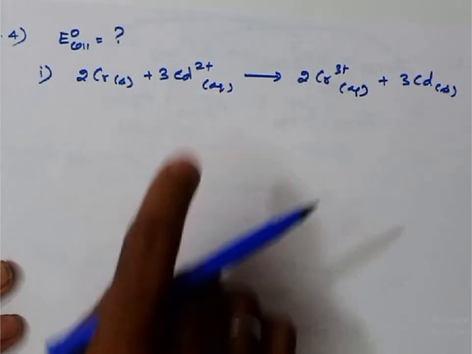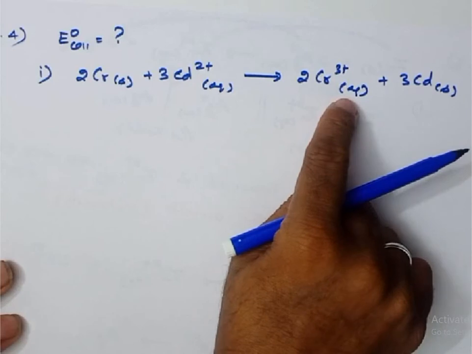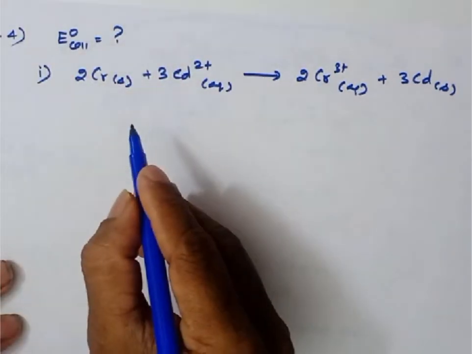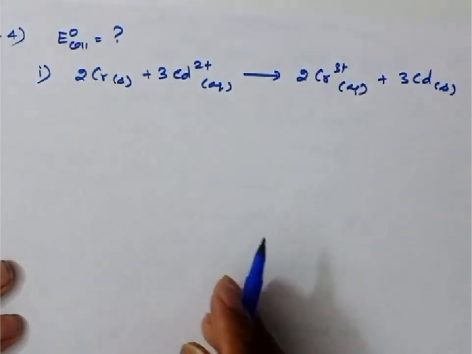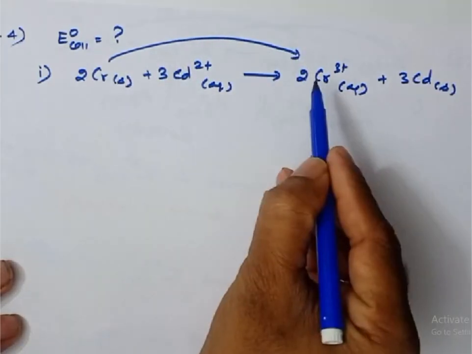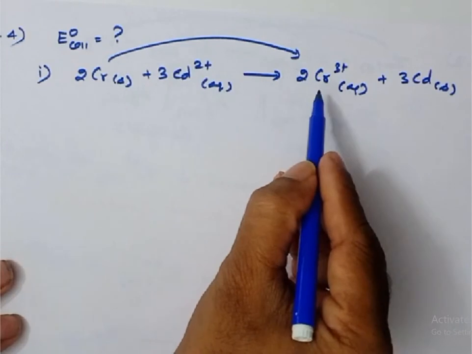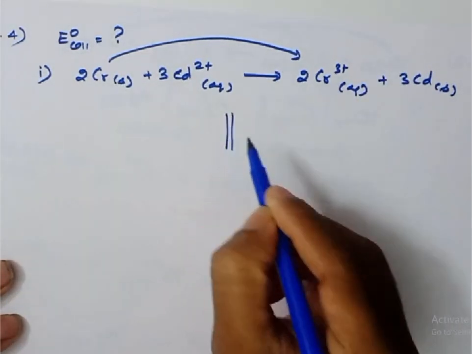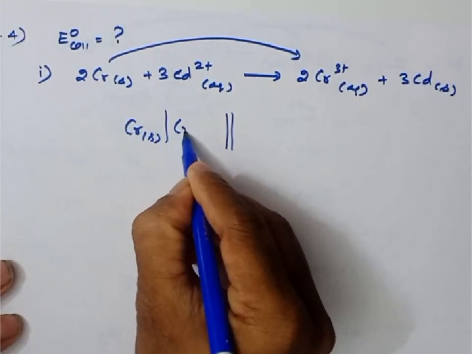Now, for this reaction, we need to find the E0 cell. First you find out which is the anode and which is the cathode. Here it's very clear: chromium becomes chromium 3+, so it undergoes oxidation. That means chromium immersed in chromium 3+ acts as the anode. So in the salt bridge, chromium becomes chromium 3+ ion.